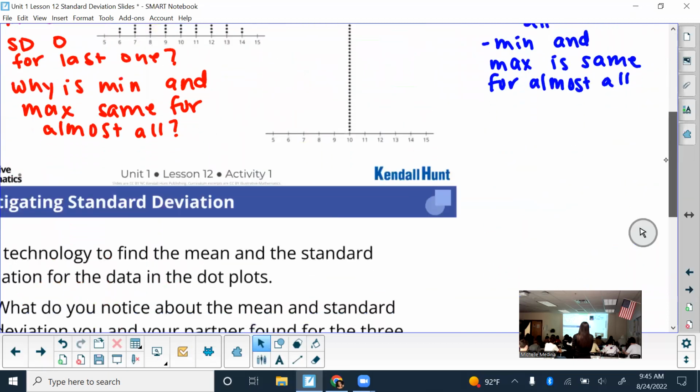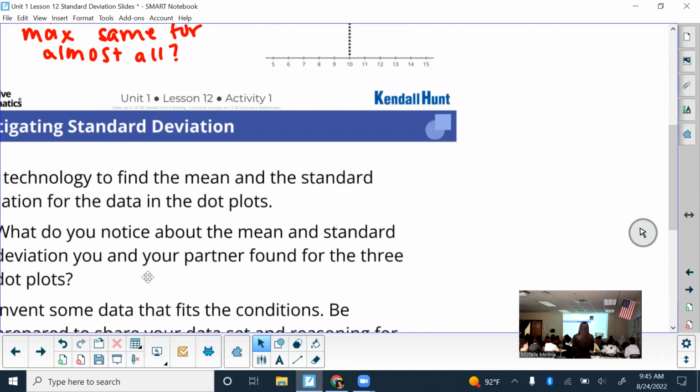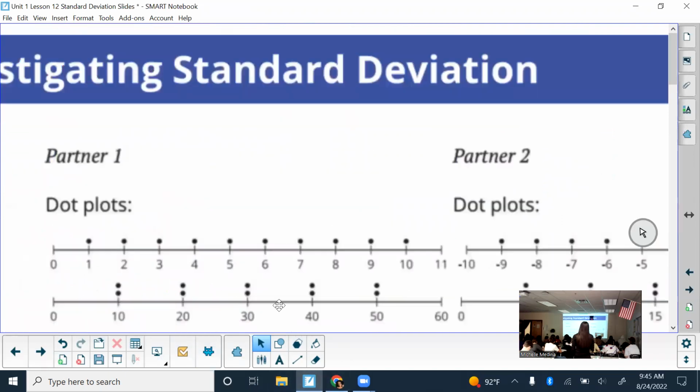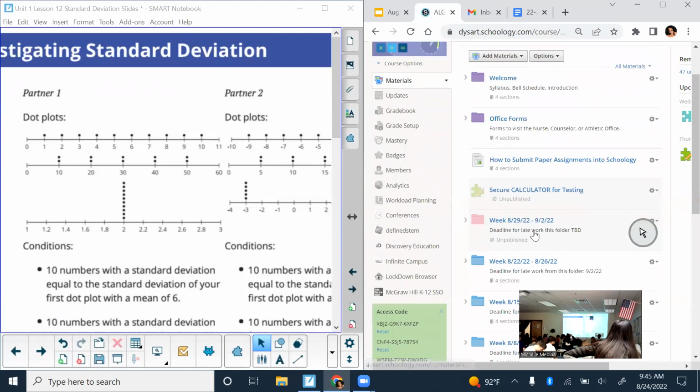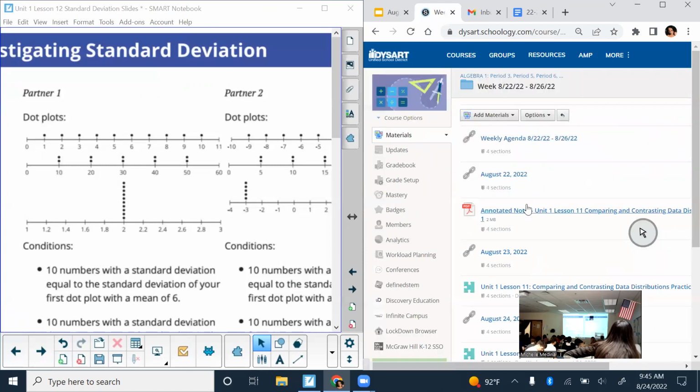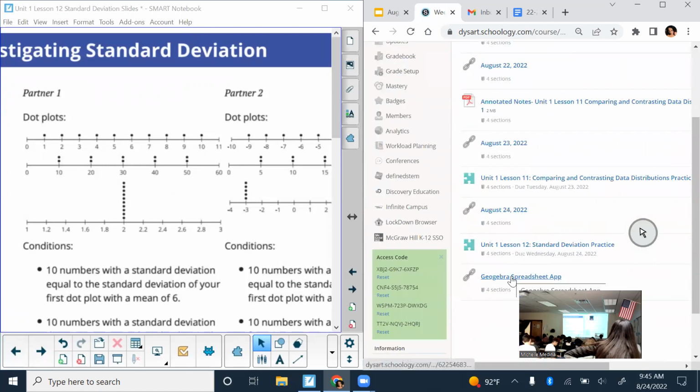All right, so now on to today's lesson. Instead of doing all this random stuff they want us to do, we're going to make it easy like we did the other day when we used technology. I'm going to show you the way that you are used to, and then I'm going to show you with a calculator that you can actually use on the test. So if you don't already have your Chromebook out, take it out. Go to this week's folder if you can, and find the Geogebra spreadsheet app.